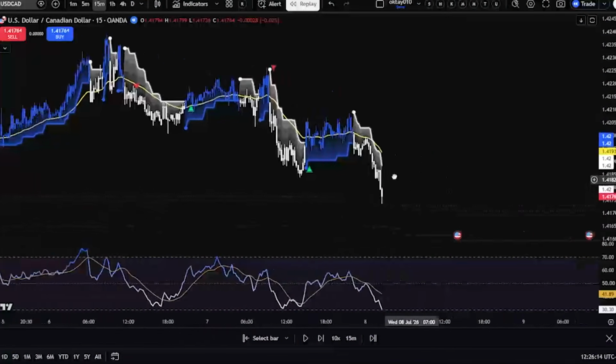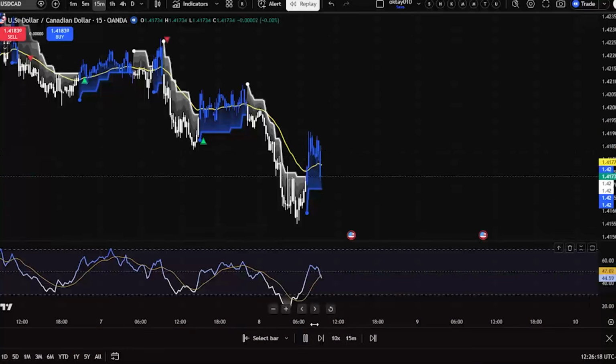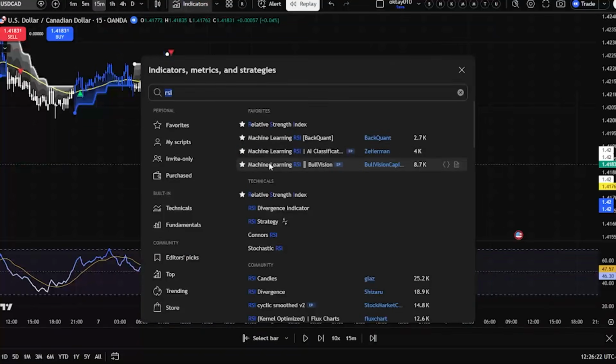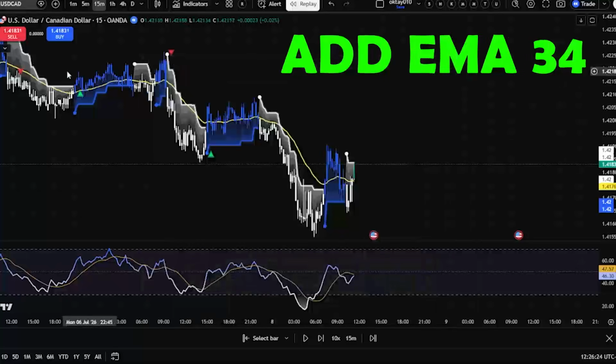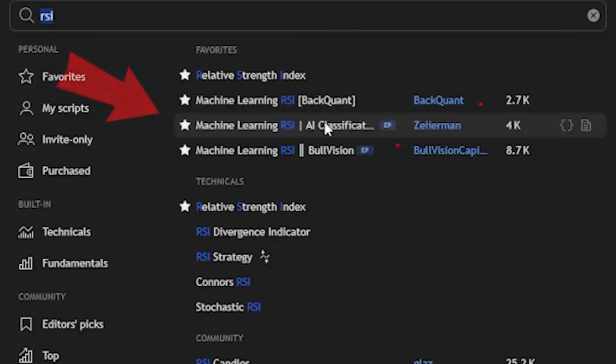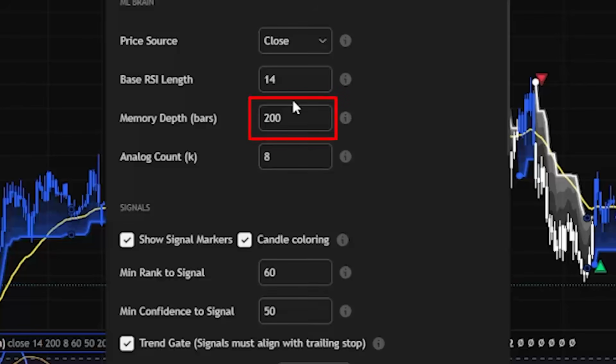In this video, I want to tell you a secret so that you can enter every setup you see: machine learning RSI, all classification and ranking. Add EMA34. This is an advanced RSI, classic RSI that gives you accurate signals. Also change the settings from 500 to 200.